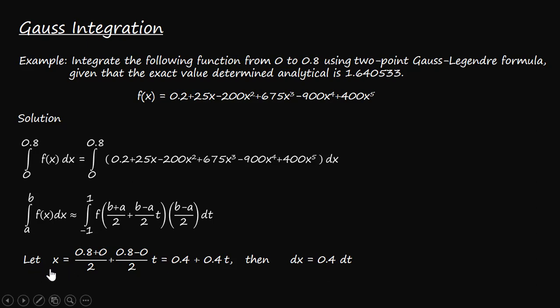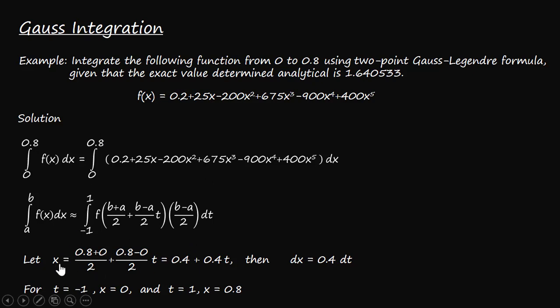We can also check whether this value of x in the new variable t is okay or not by substituting t equals -1. We will get x equals 0, that is the corresponding lower limit. When we substitute t equals 1, we will get the corresponding upper limit. So now for x equals 0.4 plus 0.4 multiplied with t and dx equals 0.4 multiplied with dt, we can change the limits of integration from 0 to 0.8 to -1 to +1.